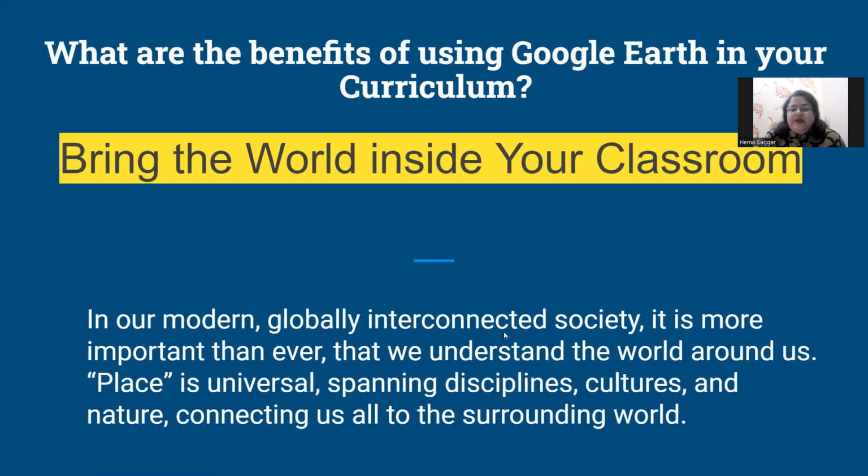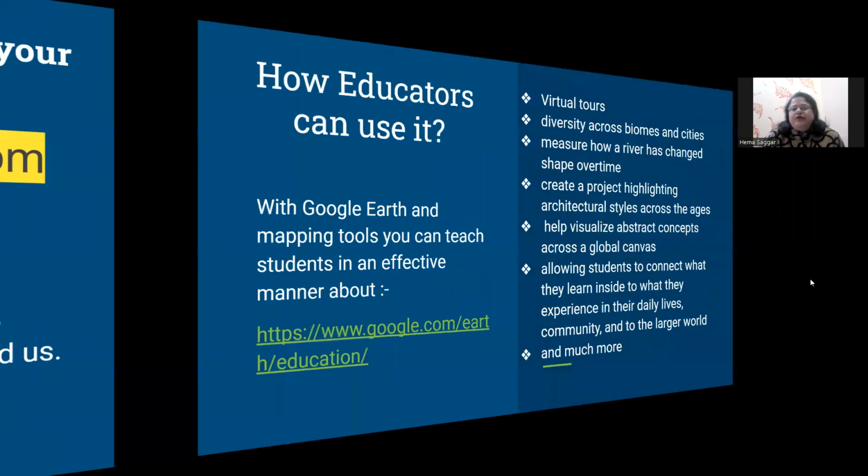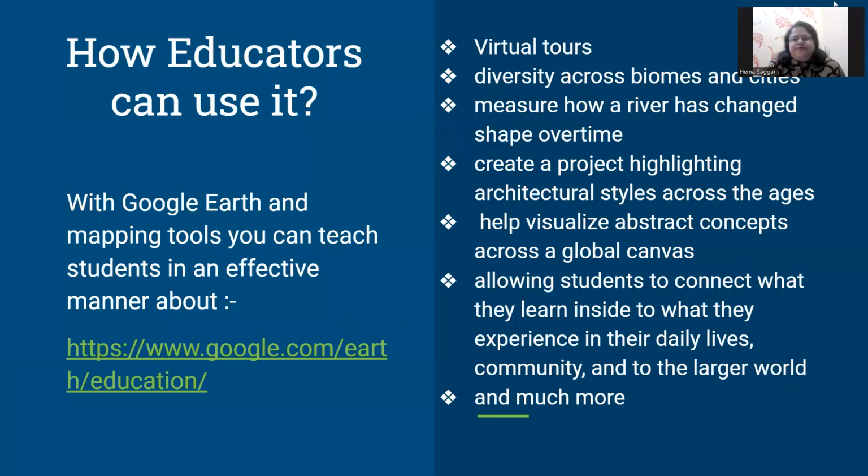In a modern, globally interconnected society, it is more important than ever that we understand the world around us. And in today's scenario especially, we have to teach our students how they should be connected globally. Place is universal, spanning discipline, culture, and nature, connecting us to the surrounding world. The globe is now becoming very small, where sitting at your home, with just one click, you can reach anywhere, anytime, without spending a single penny. So let's see how you as an educator can use it.